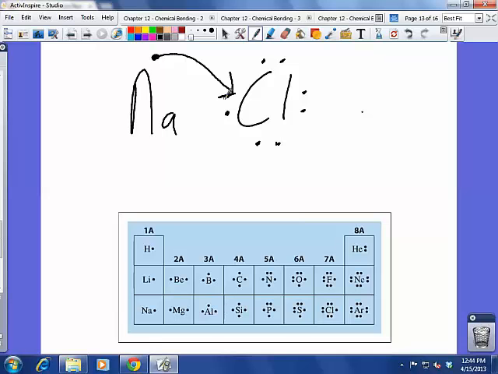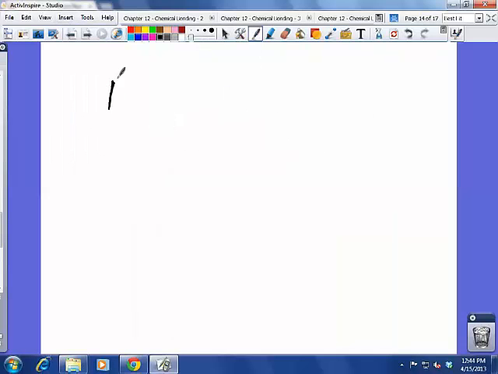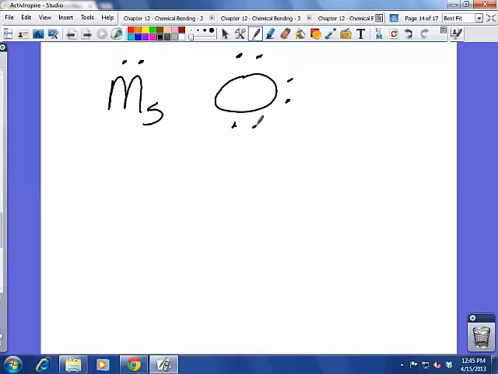All right? So let's try something different. Let's try magnesium and oxygen. How many dots do I put around magnesium? 2. 2 valence electrons, 2 dots. How many dots do I put around oxygen? 6. 3, 4, 5, 6. What do you think is going to happen here? So magnesium is going to lose its 2 electrons, and oxygen is going to take them.